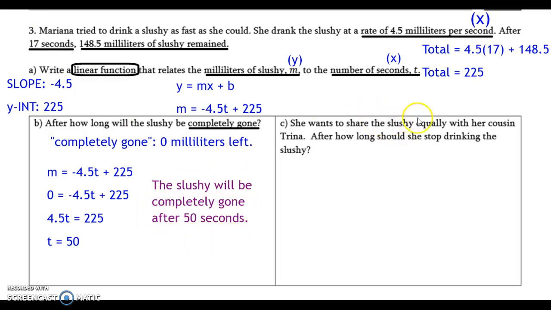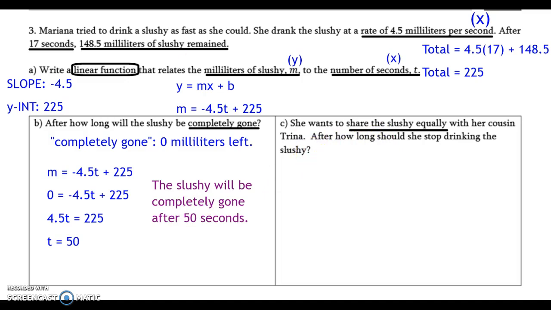The next question asks us to figure out if she wants to share the slushy equally with her cousin Trina, after how long should she stop drinking the slushy? Now, there's a couple ways to go about this, but the easiest way to think about this is she wants to only drink half of the slushy because she wants to share the slushy equally. So if she only wants to drink half the slushy, she's only going to drink for half the time. So in other words, I'm going to take this 50 and cut it in half. That means she should stop drinking after 25 seconds.